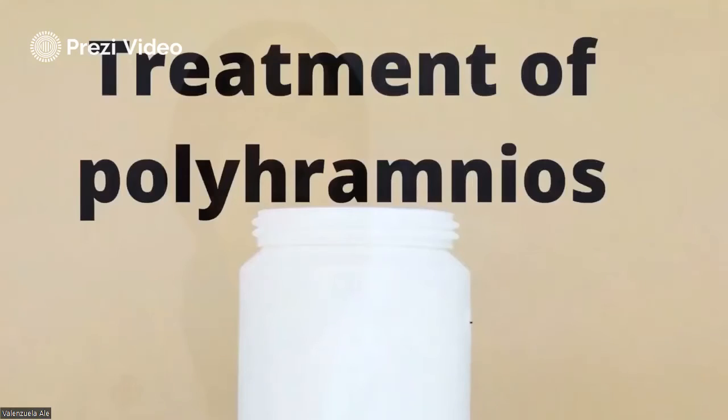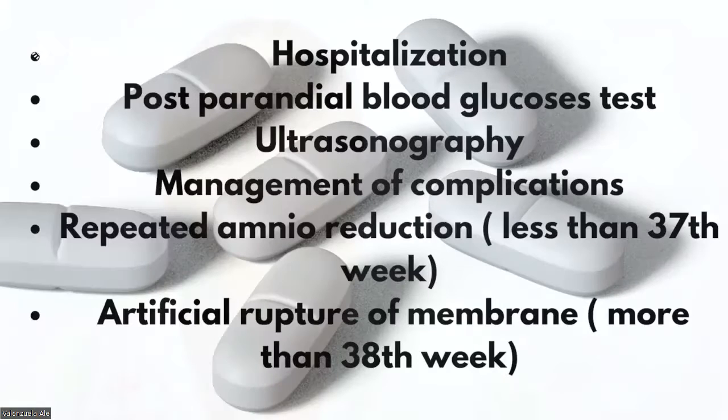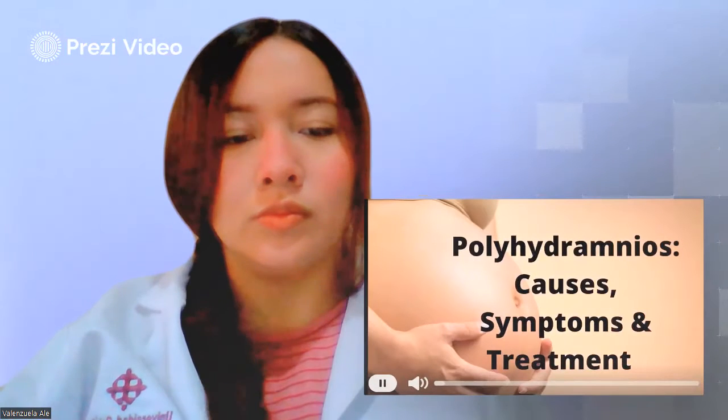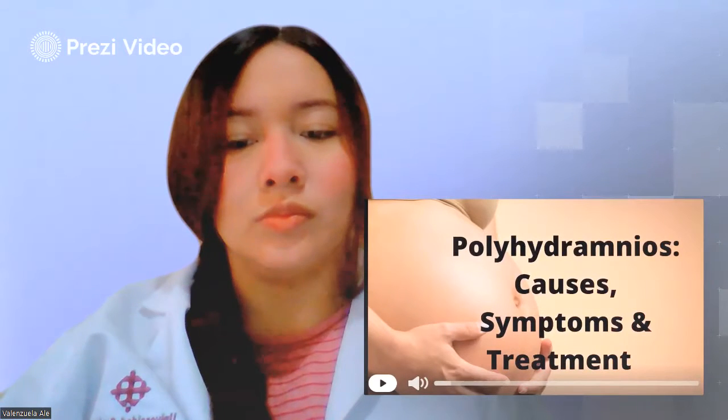Treatment of polyhydramnios: hospitalization, postprandial blood glucose test, ultrasonography, management of complications. Repeated amnioreduction, if less than the 37th week. Artificial rupture of membranes, if more than the 38th week. Polyhydramnios, causes, symptoms.